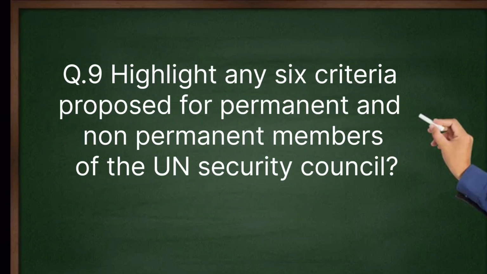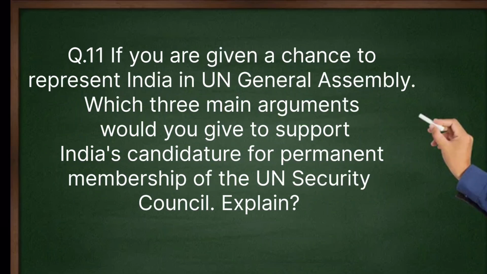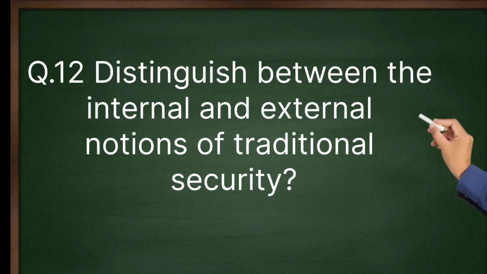Highlight any 6 criteria proposed for permanent and non-permanent members of United Nations Security Council. Mention any 6 steps suggested by the heads of all states in 2005 to make United Nations more relevant in the changing context. If you are given a chance to represent India in United Nations General Assembly, which 3 main arguments would you give to support India's candidature for permanent membership of the United Nations Security Council? Explain. Distinguish between the internal and external notion of traditional security.